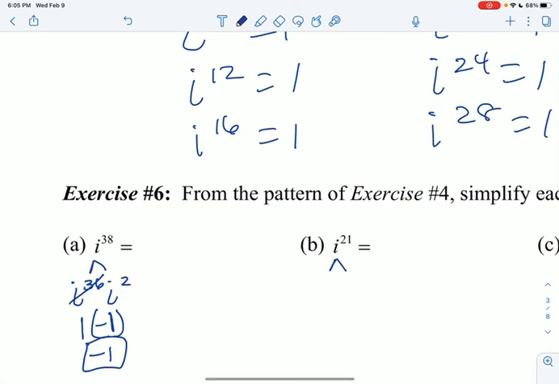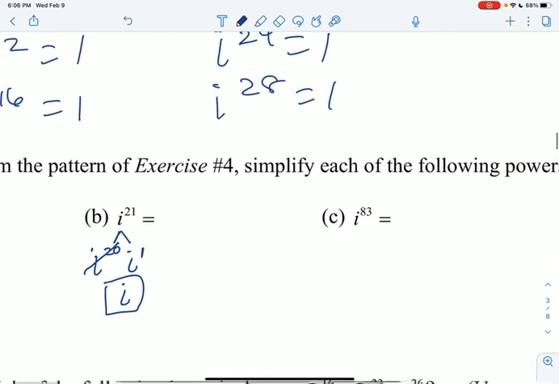i to the 21st, it's not a factor of 4. So you break it down to the biggest number as close to 21 as you can get that is a factor of 4. And that's going to be i to the 20th. Ignore that because we know it equals 1. And all I'm doing is i to the first power, which equals i. So you only have to know the first four, and you can do any exponent that you want.